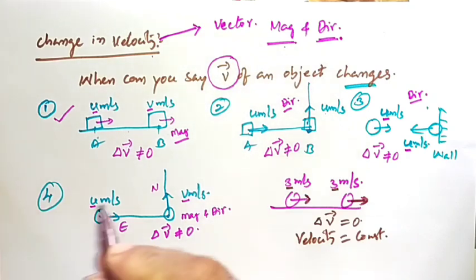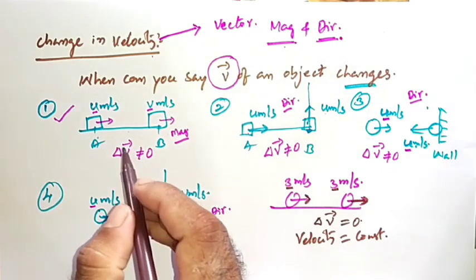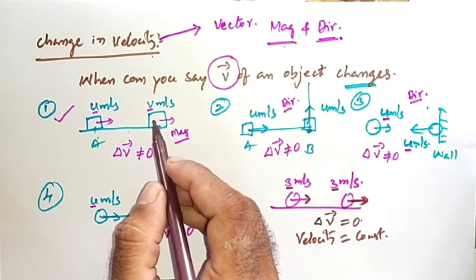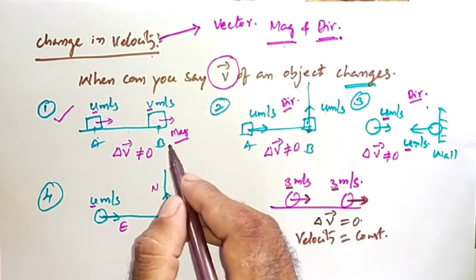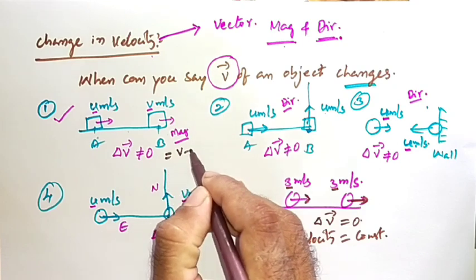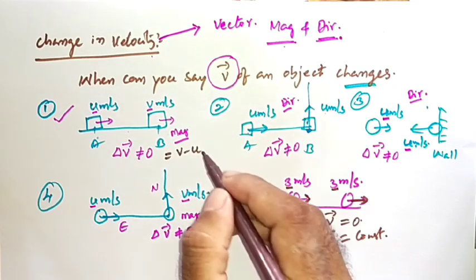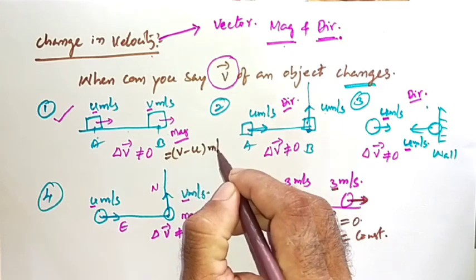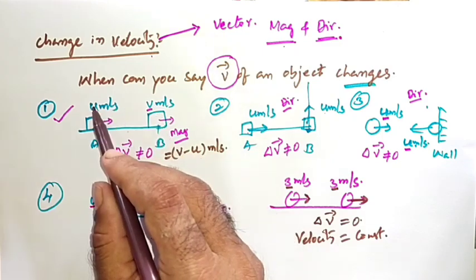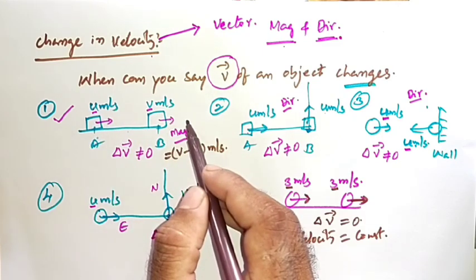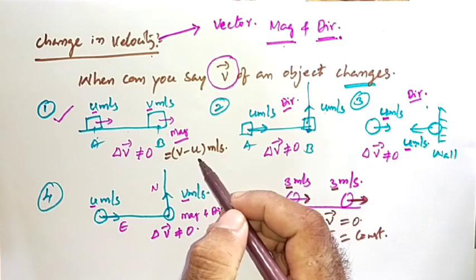Then how to calculate the change in velocity? It is very simple to calculate. Now let us see the first case. In the first case, what is the change in velocity? First you observe their directions. Their directions are the same. Then the change in velocity is final velocity minus initial velocity, in meters per second. Got it? Final velocity minus initial velocity, because both are in the same direction, so only the magnitudes are different, right?